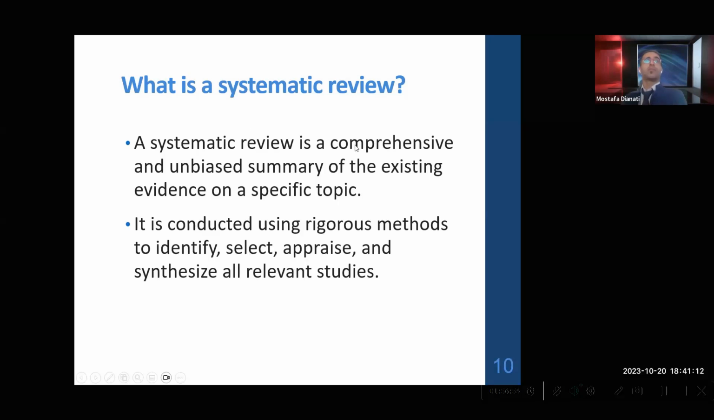So systematic review is a comprehensive and unbiased summary. As you see, narrative reviews are biased summaries because, as I said, those expert researchers can go any way that he or she likes. Okay. So we have a really robust method to identify, select, appraise, and synthesize all the relevant studies.